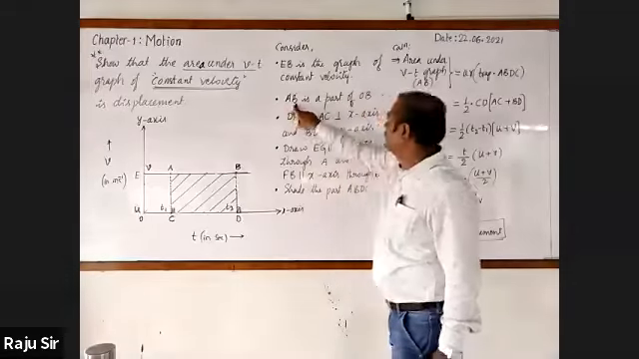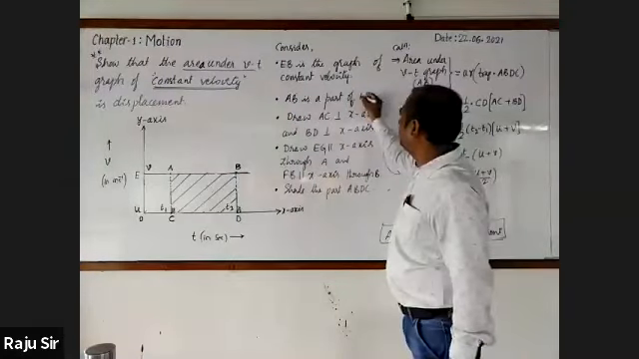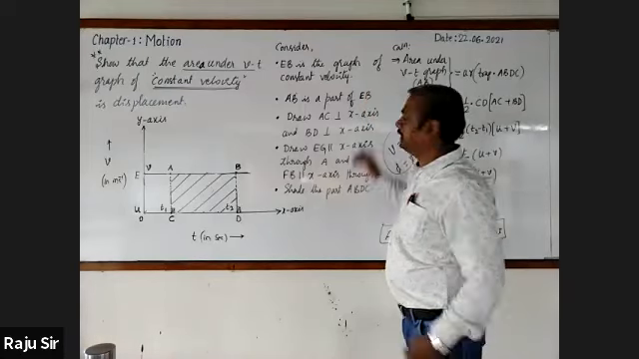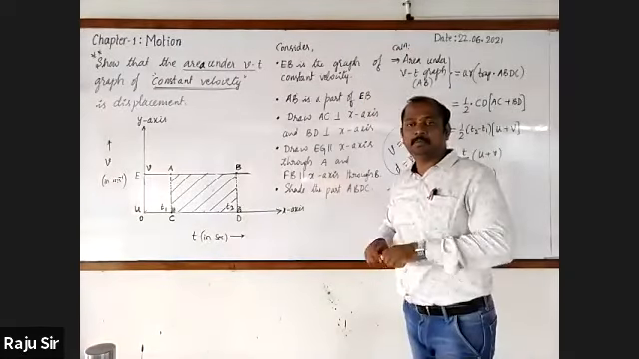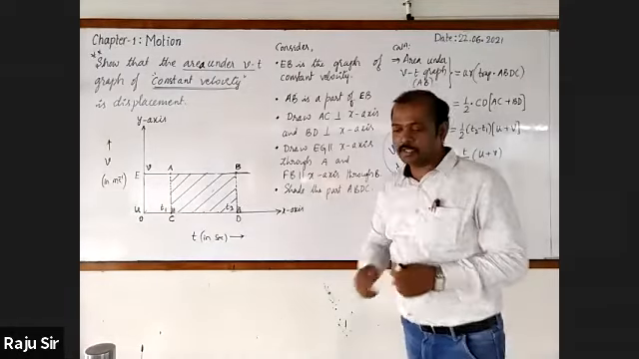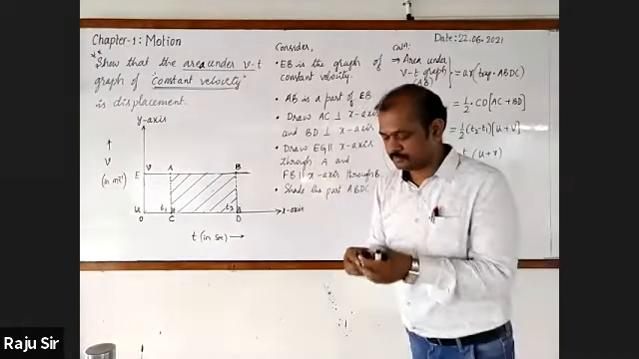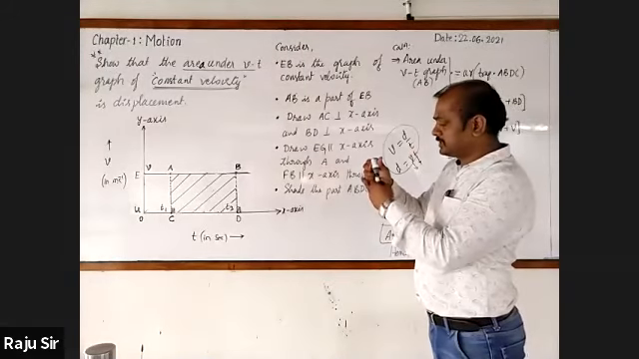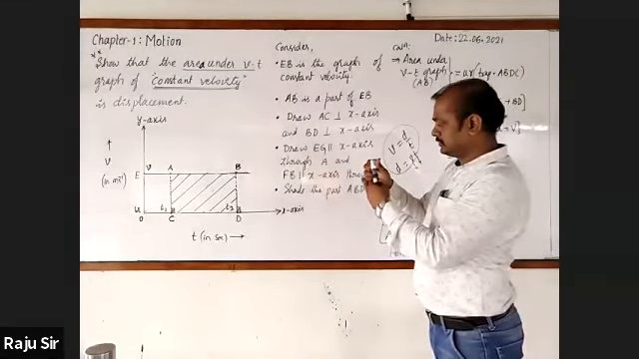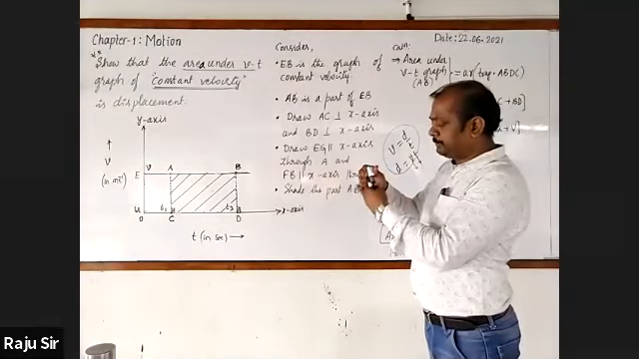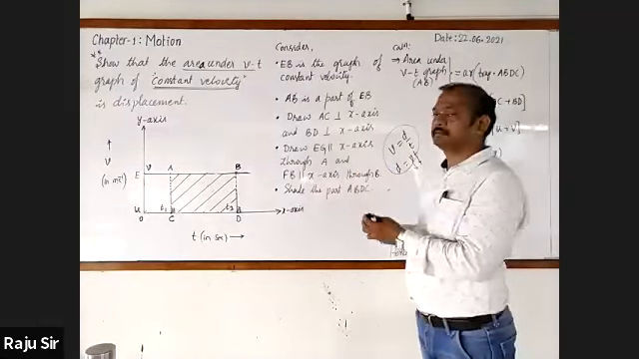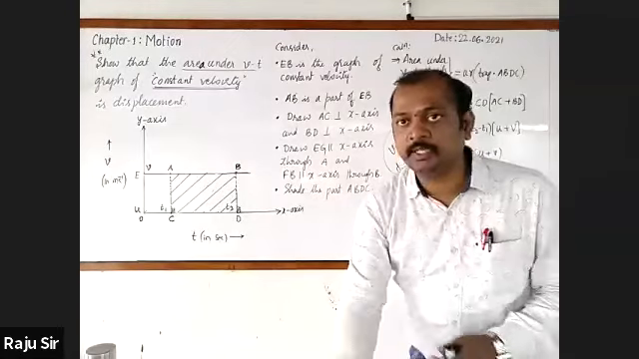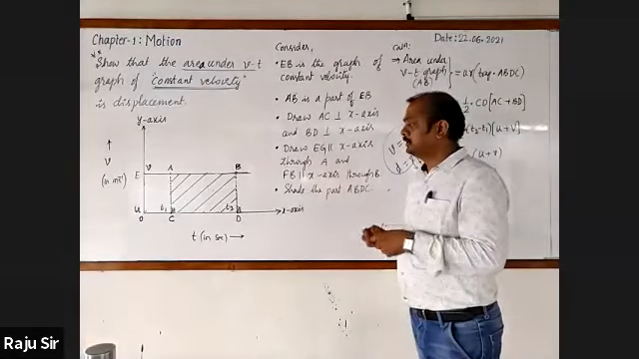Next, AB is a part of EB. Draw AC perpendicular to the x-axis and BD perpendicular to the x-axis.